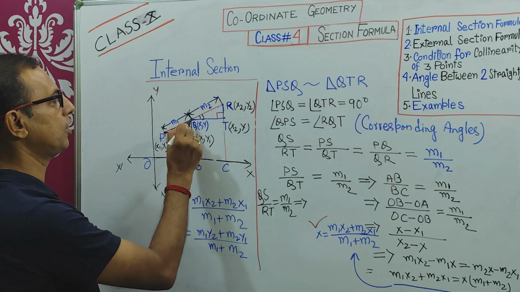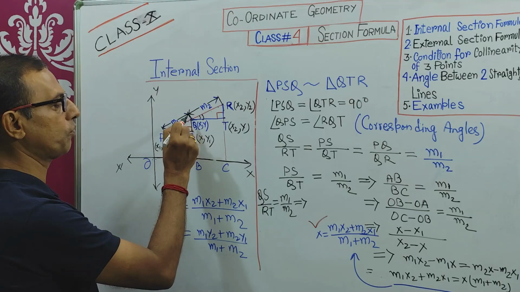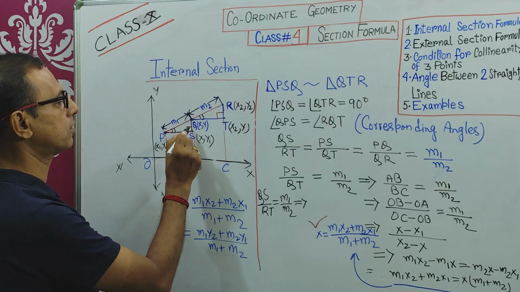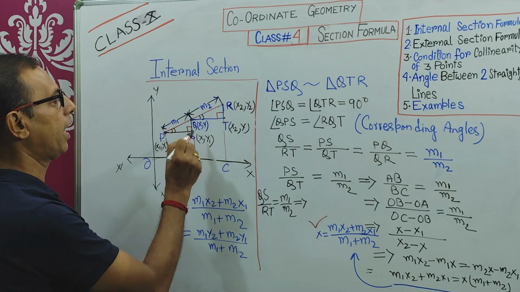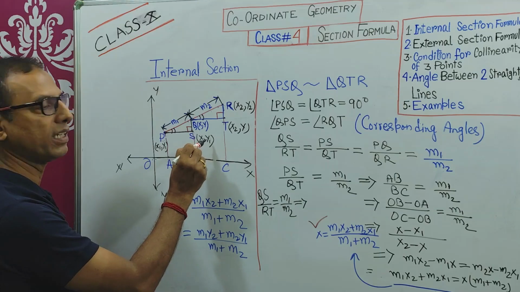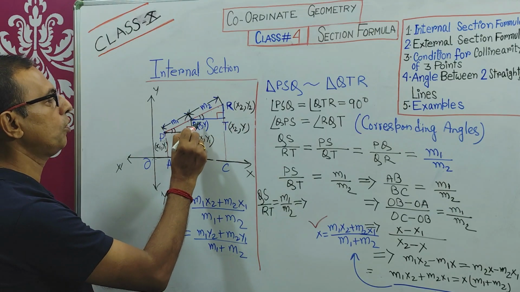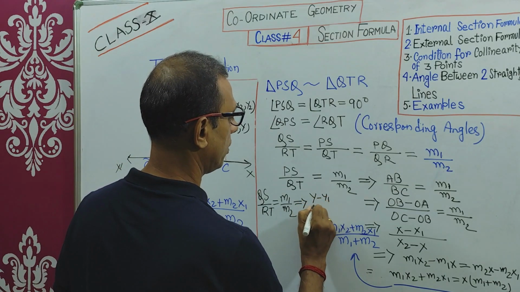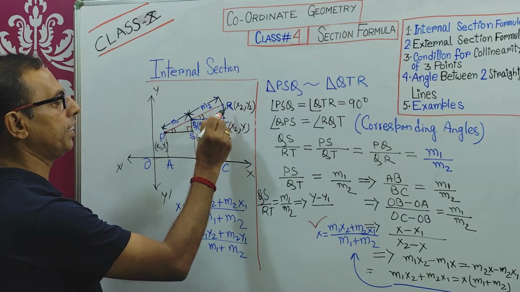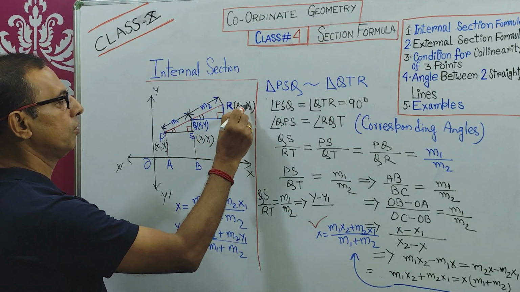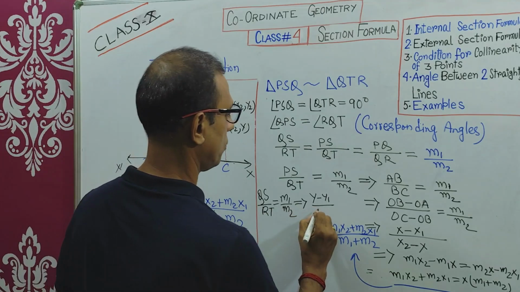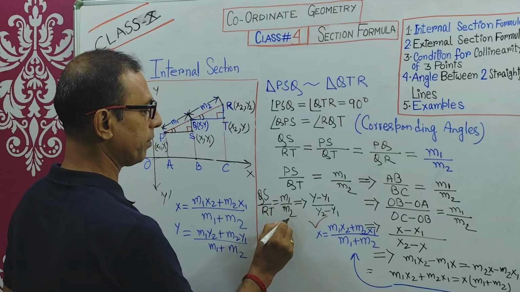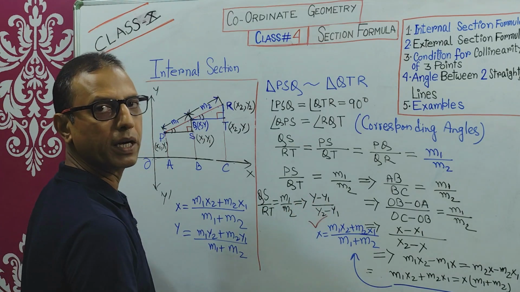QB minus SB. What is QB? QB is the y ordinate, because now we are finding y, so we will consider the y part only. QB minus BS: QB is y and BS is y1, because you have already identified the coordinates for S and T. So QS will be y minus y1, so y minus y1 by RT. RT is y2 minus y. So now M1 by M2 equals y minus y1 by y2 minus y.